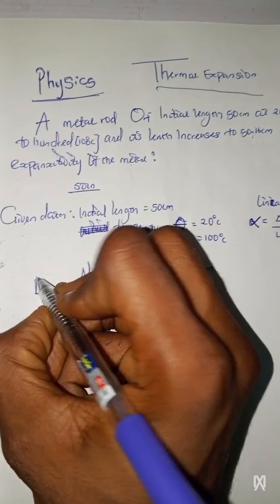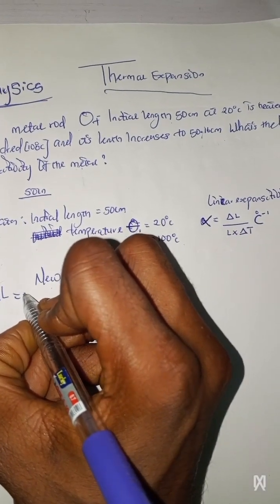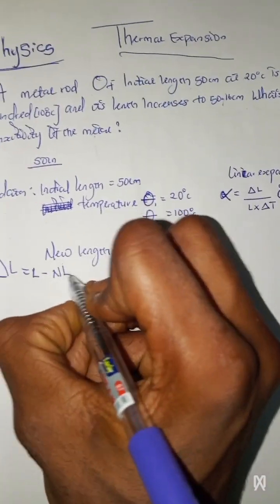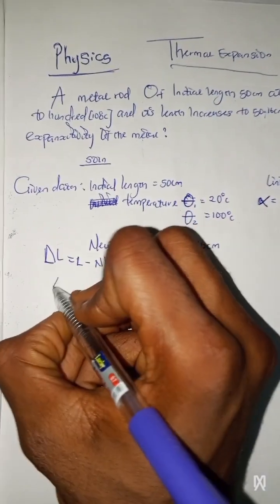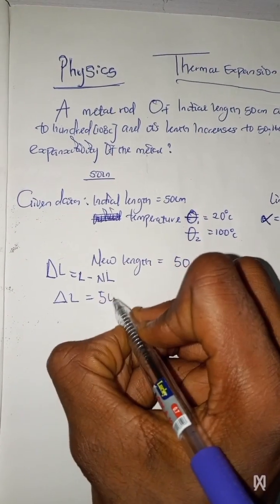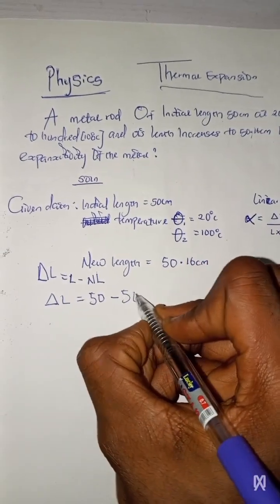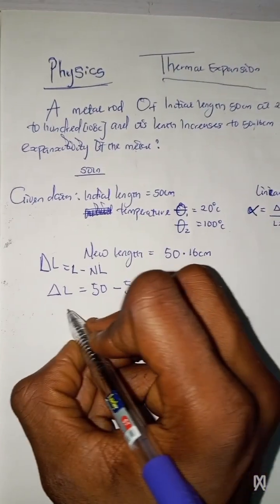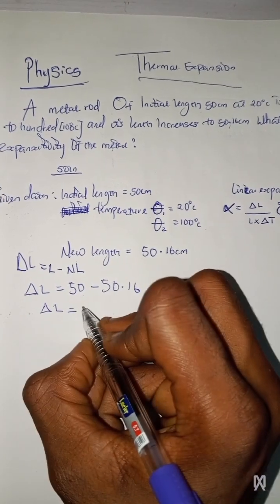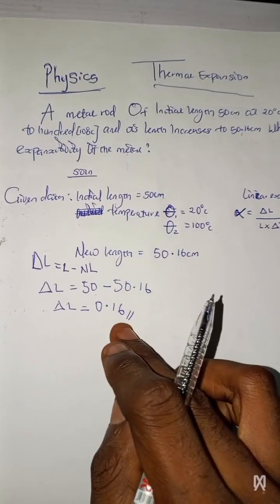So change in length is equal to L, which is the initial length, minus NL, which is the new length, and change in length is equal to L is 50, which is the initial length, minus the new length is 50.16, and change in length is equal to 50 minus 50.16 will give us 0.16. So our change in length is 0.16.